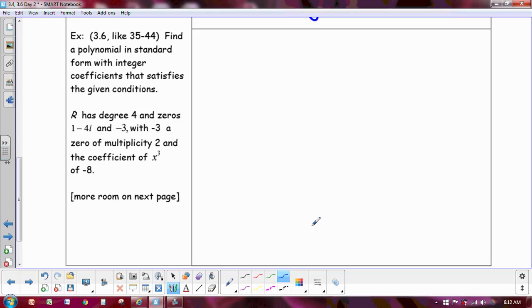Okay, they want a polynomial function in standard form with integer coefficients that satisfies the following. So really, I just need to pay attention to this whole standard form part. The integer coefficients will take care of itself. So I need to know that I have degree 4, so they tell me that R is degree 4.